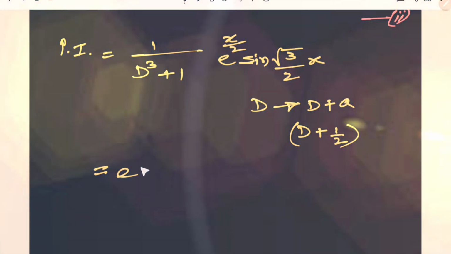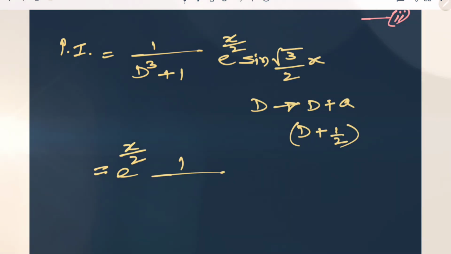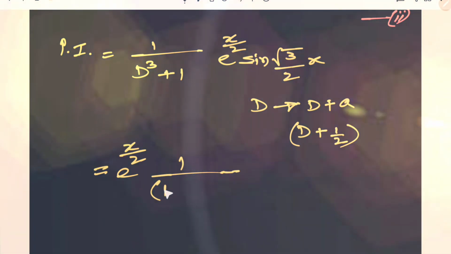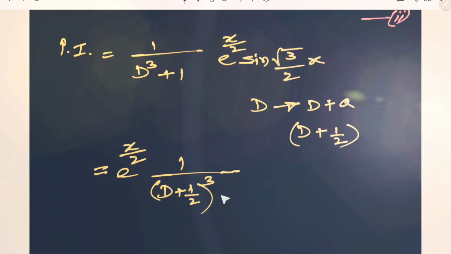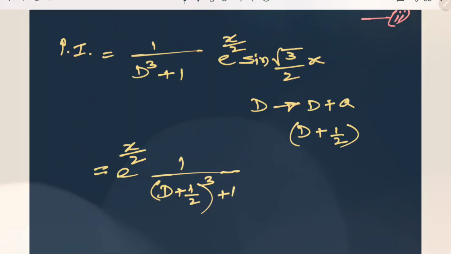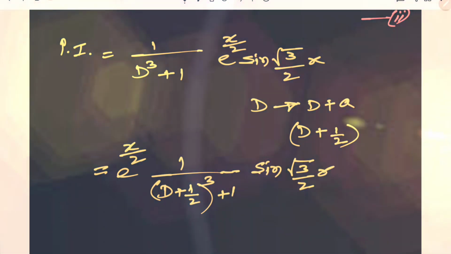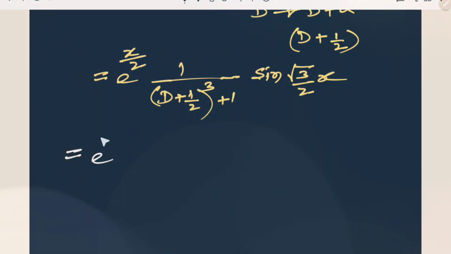Therefore, it is e raised to x by 2, 1 upon D replaced by D plus 1 by 2 and its cube plus 1, which we have to operate on sine of square root of 3 divided by 2 times x. Expanding the bracket by (a plus b) whole cube.